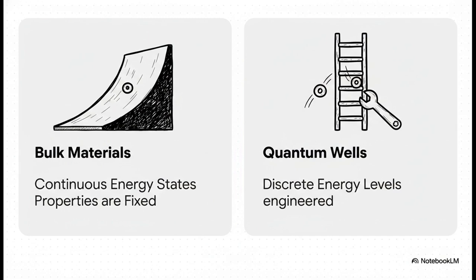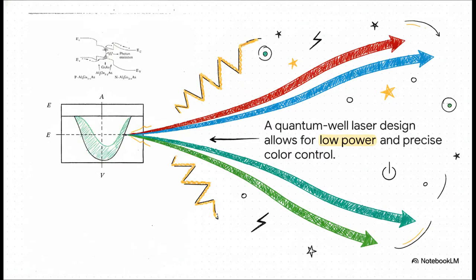By changing how thick we make the well, we can actually change those energy levels. We're not just using a material anymore, we are literally engineering its quantum physics by design. And this is the result. Modern, high-performance lasers are all built around this quantum well principle. It gives engineers an unbelievable level of control, which leads to lasers that use way less power and can be tuned to produce incredibly pure, specific colors of light.